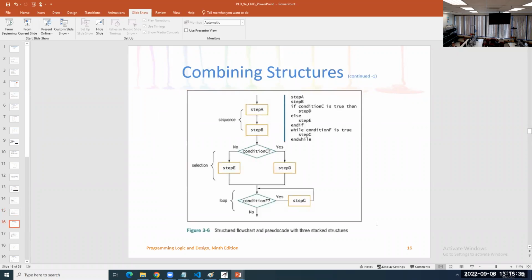Now you can think about this one here. You can think about this one, right? X1, you see, that is the sequence structure, right? Now you move to the selection structure, right? And it moves to the loop structure. I see it's a combination of 3 structures here: sequence, selection, and the loop here, right?